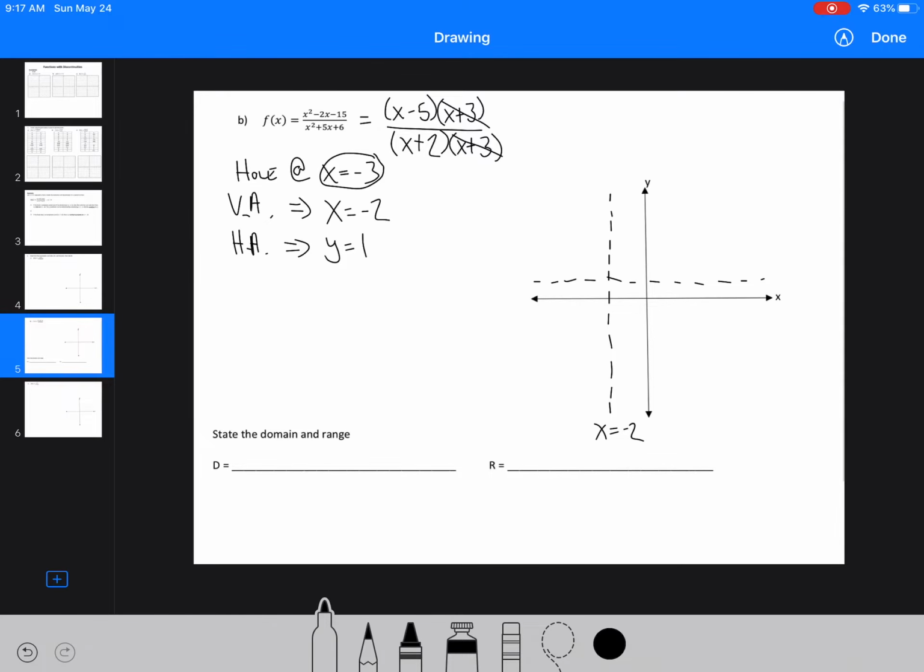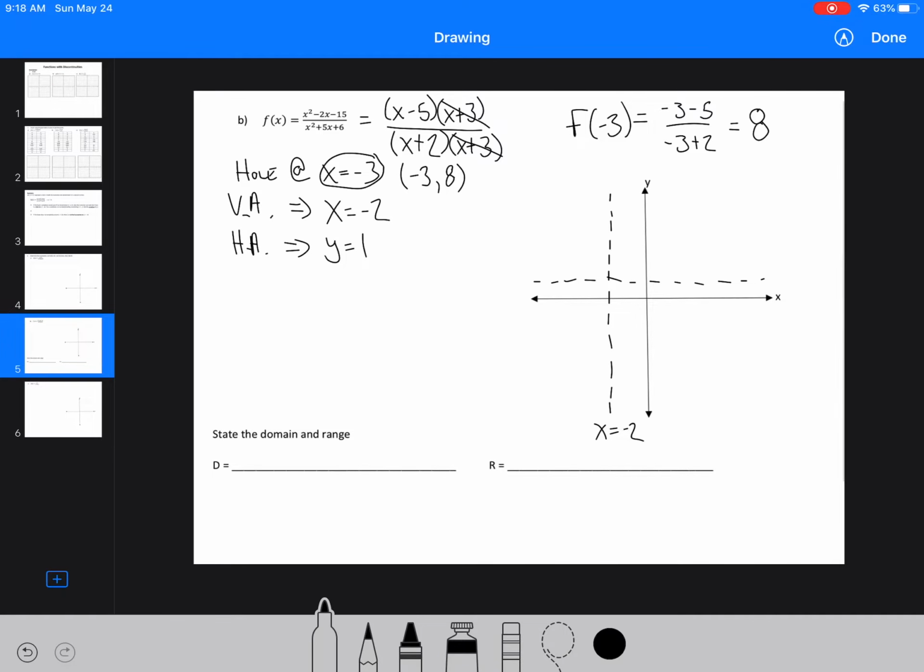So what we're going to do is we're going to do f at -3, and I'm going to choose my new equation. It's just easier. So I'm going to have -3 minus 5 over -3 plus 2. So we're going to get -8 over -1. Okay, so -3 minus 5 is -8. -3 plus 2 is negative 1. So that's just going to be 8 over 1, which is just 8. So our hole is actually at negative 3 and 8.